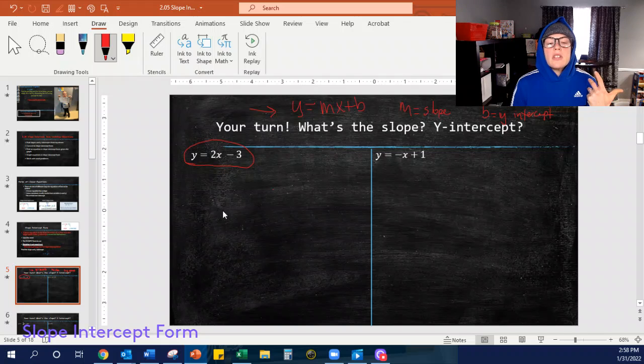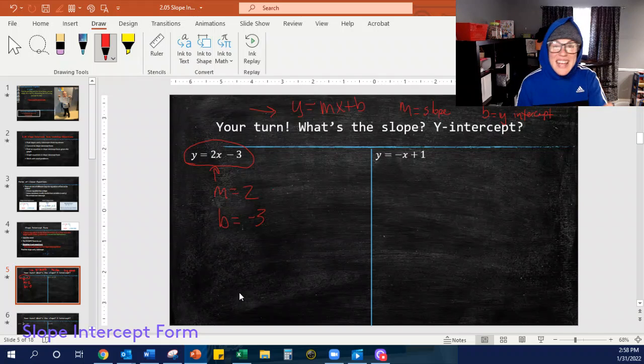So what I'm seeing with this y equals 2x minus 3 is that it's in slope-intercept form, because it's y equals some x plus or minus some number. I can very quickly see that my m, or slope, is 2, and my b, or y-intercept, where it crosses the y-axis, is negative 3.